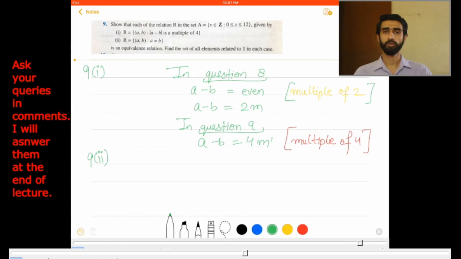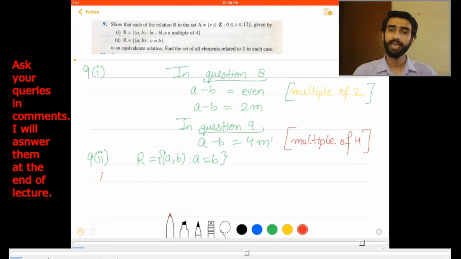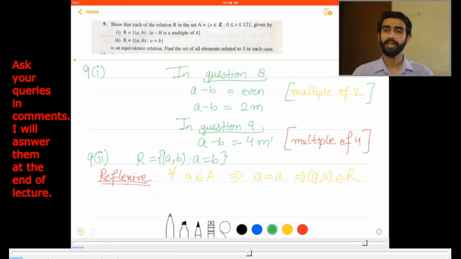Now let's do the second part. What does it say? It says R is such that (A, B) such that A equals B. Condition क्या equal होनी चाहिए? Let's check for reflexive. Reflexive है या नहीं है? For all A, A equals A. हर एलिमेंट खुद के इक्वल होता है, obviously common sense. It means (A, A) belongs to R. Hence we can say this is reflexive.